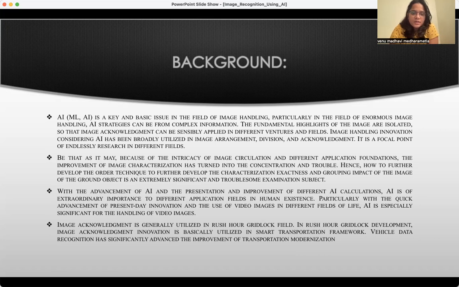Image acknowledgement is generally utilized in the rush hour gridlock field. In rush hour gridlock development, image acknowledgement innovation is basically utilized in the smart transportation framework. Vehicle data recognition has significantly advanced in the improvement of transportation modernization.